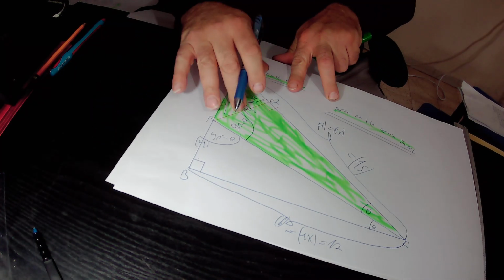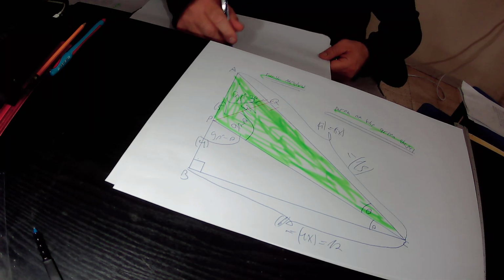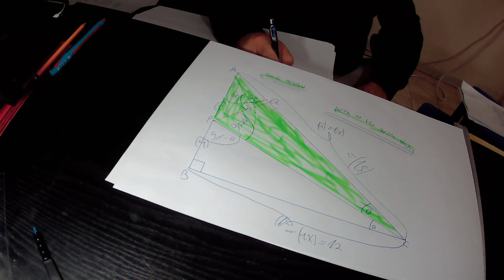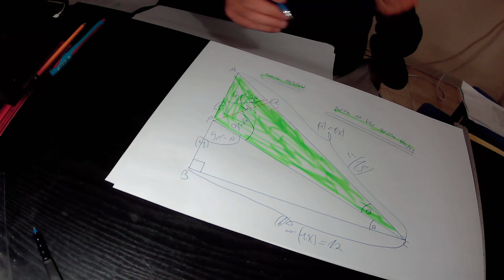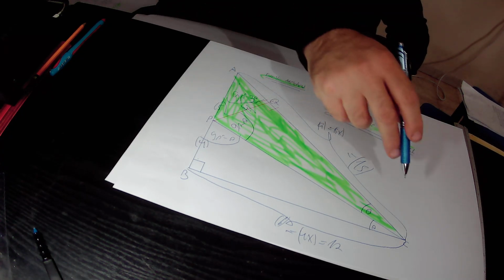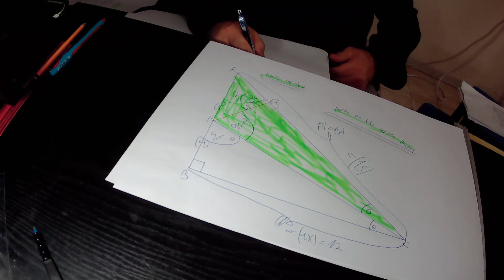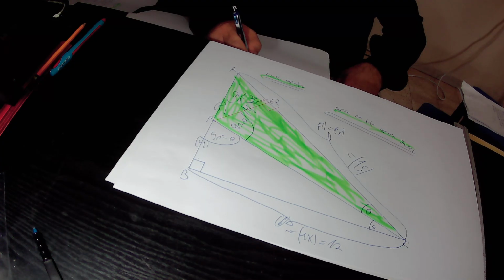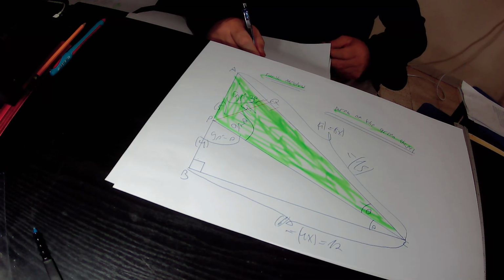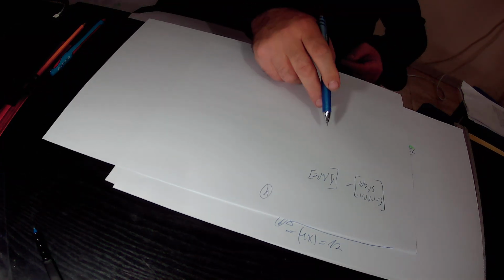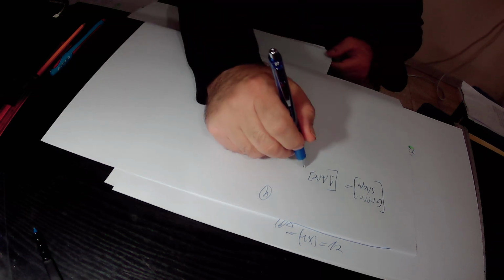Our task is to find out the area of this green shape. So what is the area of the green shape? What is the green shape? The green shape is the green triangle APC. So our task is actually to find out the area of this green triangle APC. What is the area of the green triangle?